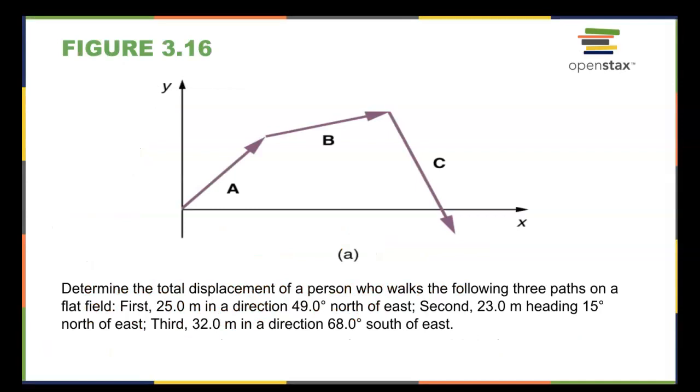Okay, here's another example. This one has a lot going on. This is the most complex one. So, determine the total displacement of a person who walks the following 3 paths on a flat field. First, they walk 25 meters in a direction 49 degrees north of east. That's vector A here. Second, they walk 23 meters heading 15 degrees north of east. That's vector B here. Third, they walk 32 meters in a direction 68 degrees south of east. That's vector C. And so they want to know the total displacement from the origin to where they wound up at the very, very end.